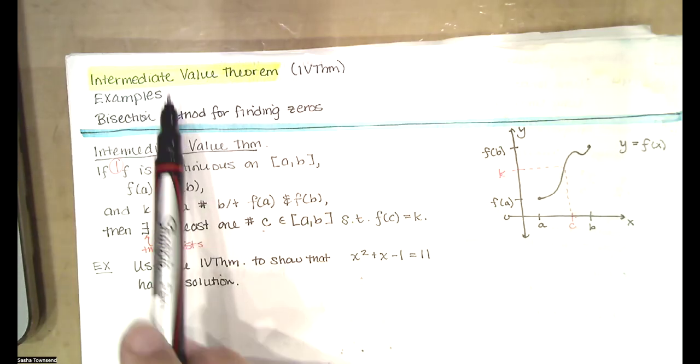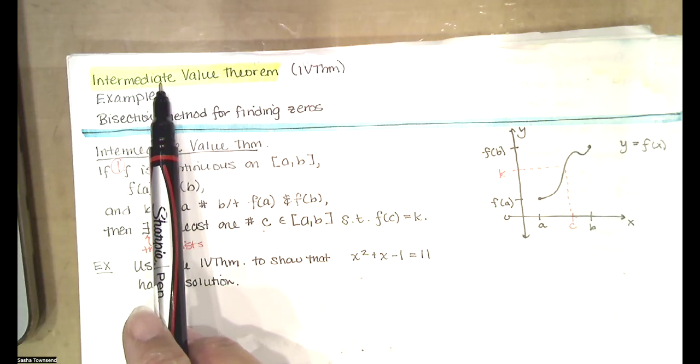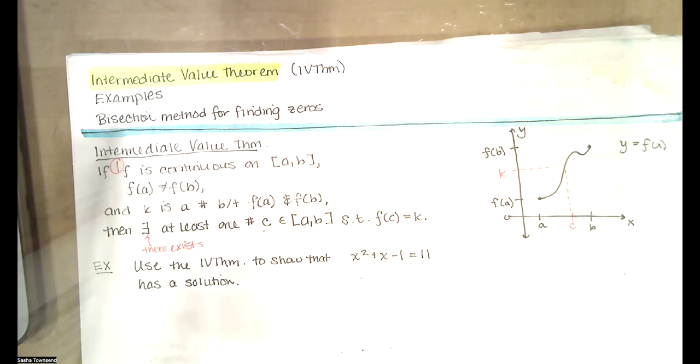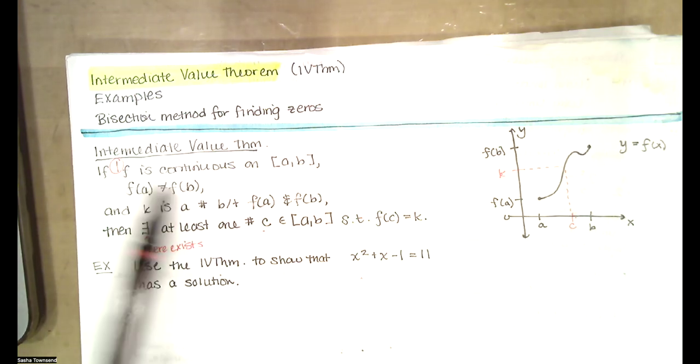In this video, we discuss the intermediate value theorem, and we show some examples of that. And then we also discuss the bisection method for finding zeros. So here's a statement of the theorem.